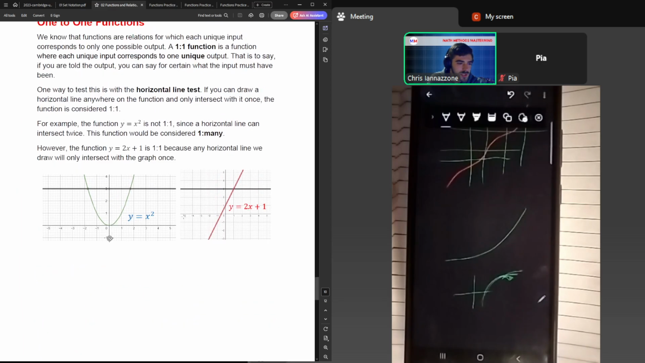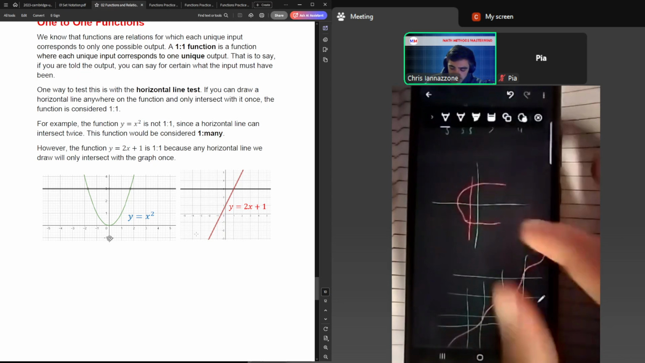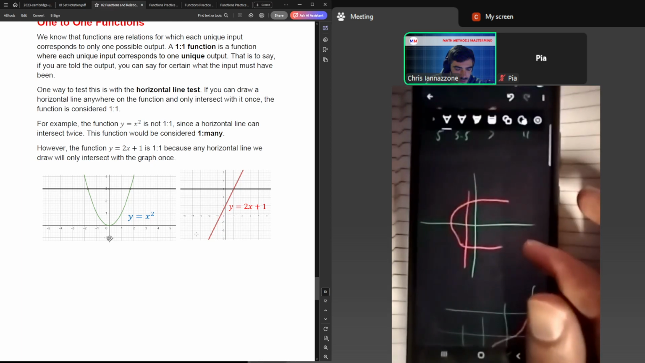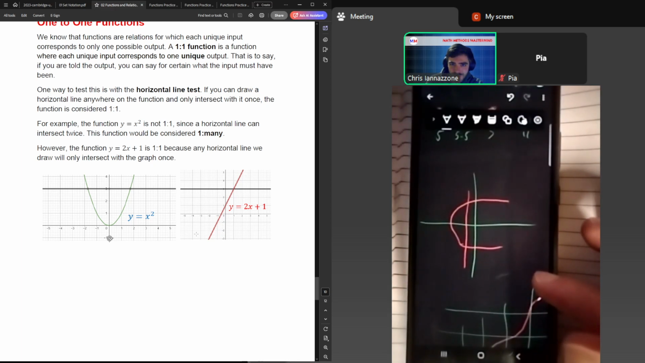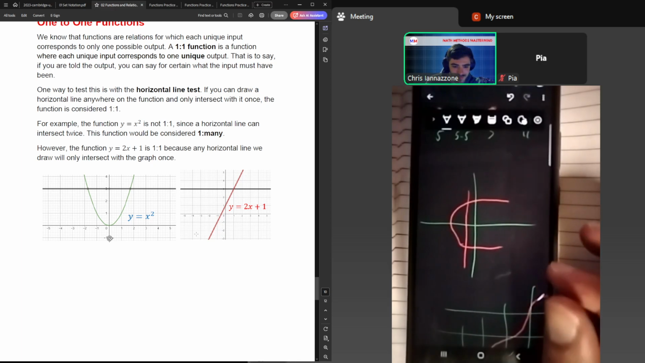Worth pointing out, you need to pass both tests. So this thing here would not be considered a one-to-one function just because it passes the horizontal line test. It needs to pass both the vertical and the horizontal line test.